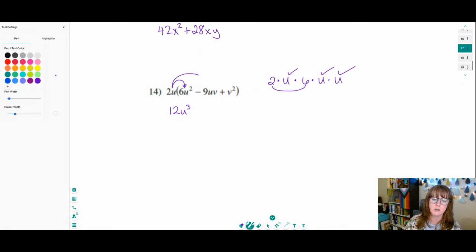All right, let's continue. And we're going to multiply times this middle term. So again, 2 times 9, we're going to count this as a negative 9. So 2 times negative 9 is negative 18. So we're going to write minus 18. And then u times u is going to give us u squared. And then we do have a v that's being multiplied in there as well. So that just stays right there with that term as v. And that's it for that term. And now we're going to multiply 2u times this last term.